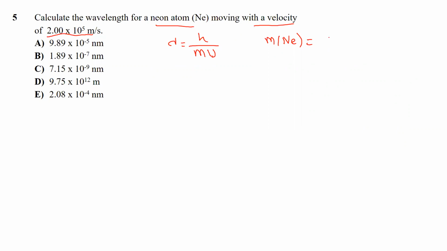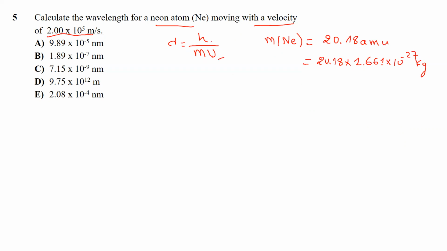And in AMU, this is 20.18. But here we need the mass in kilograms. So we need to do the correspondence between 1 AMU and a gram or a kilogram. Here we need it in kilograms. So 20.18 times 1.661 10 to the power minus 27 kilogram. Okay, so this is the mass of neon.